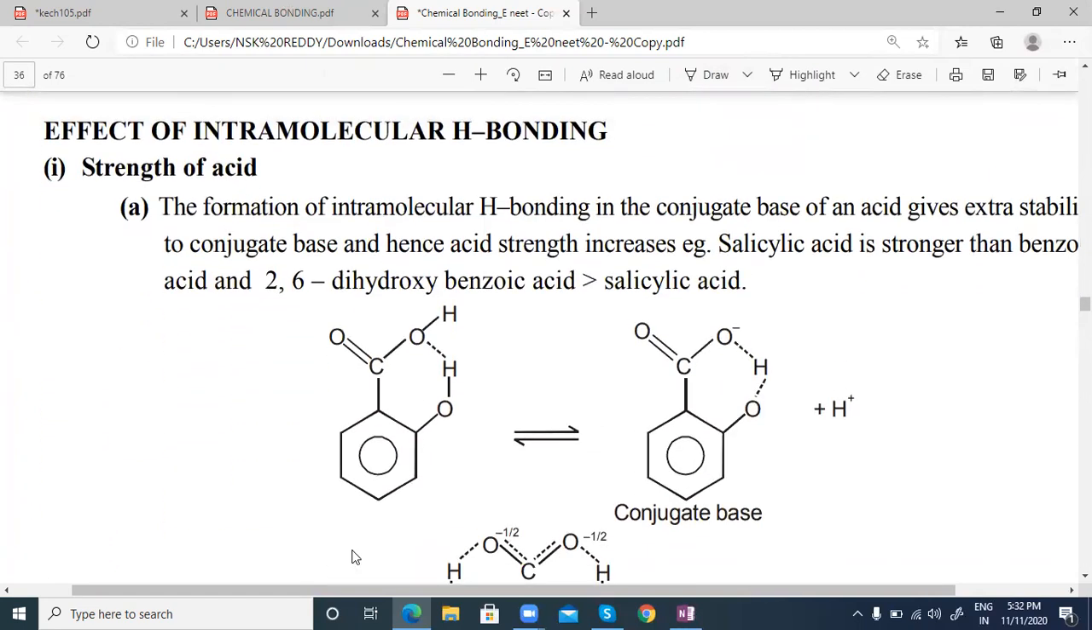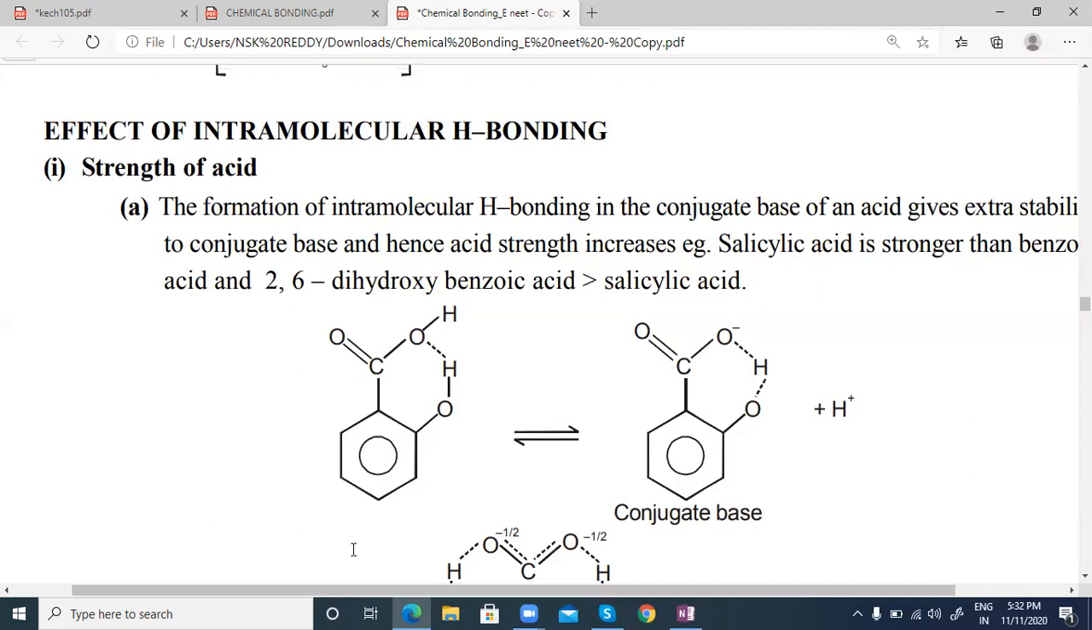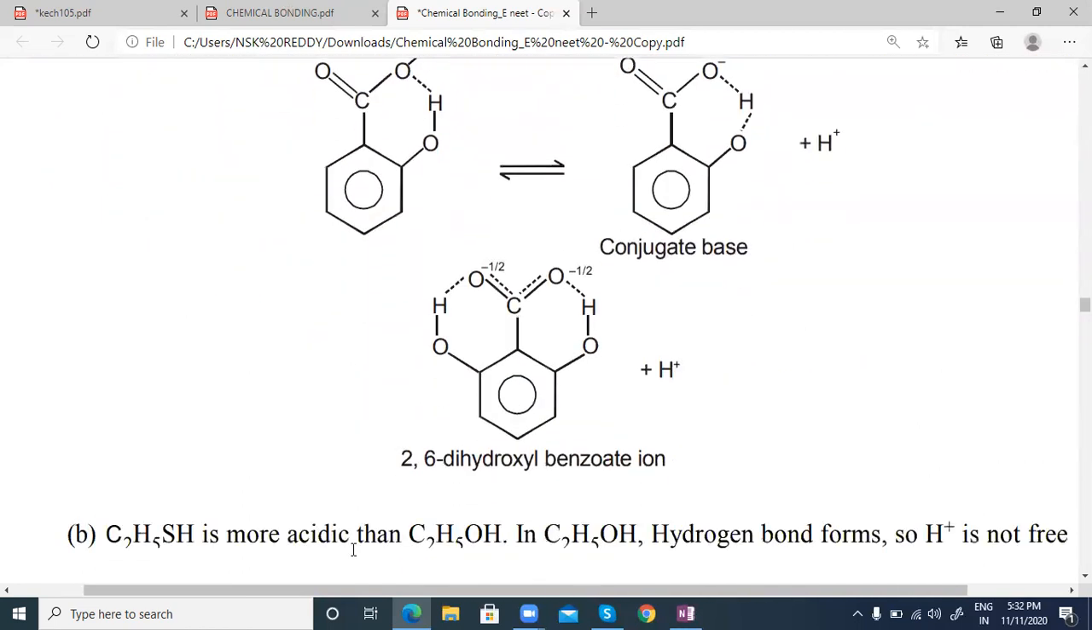Next, strength of acids. You can check which can form hydrogen bonding easily. Those can release H plus ions easily. By removing the H plus ion, they get hydrogen bonding. So the one which can release H plus ions easily is the strong acid.